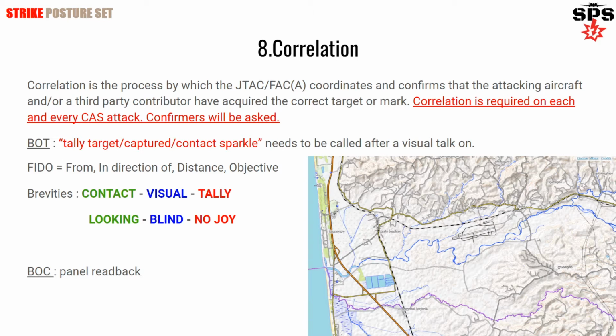Confirmers will be asked, so be ready as a pilot to describe some small terrain features. So remember, for bomb on target, you have to call in target captured, contact sparkle.